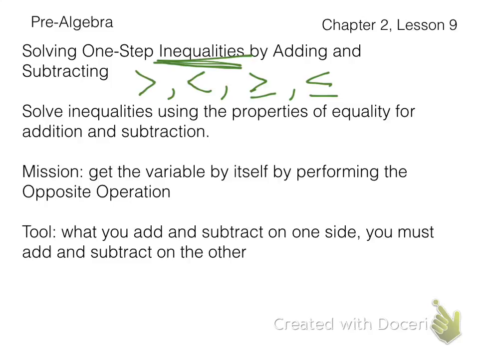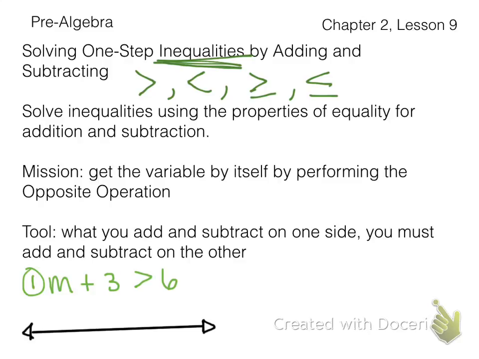Okay, we solve inequalities using the properties of equality for addition and subtraction, which means your mission is to get the variable by itself by performing the opposite operation. And whatever you do on one side of the inequality, you do on the other side of the inequality. All right, so here's our first example.